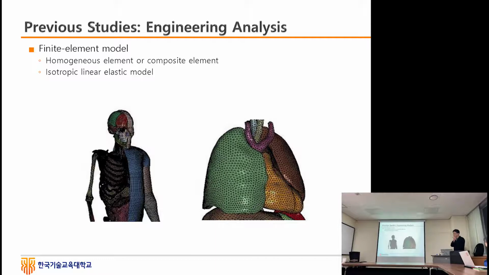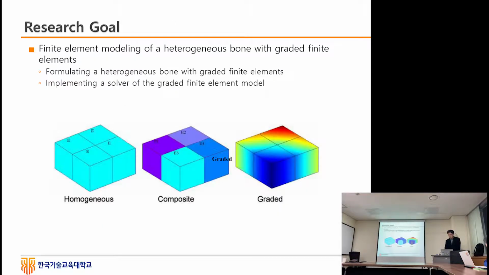There were many studies, but all of them represented the finite element as a homogeneous or composite element. This is the homogeneous element, and this is the composite element. The feature of these elements is that one element has only one material property.